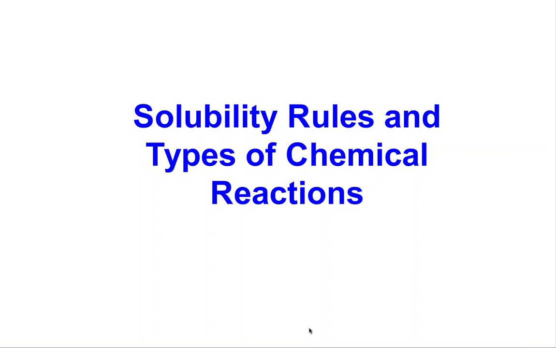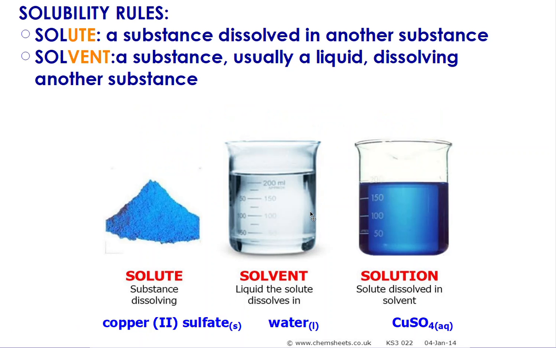Today you're going to learn about solubility rules and types of chemical reactions. So go ahead and turn to this section in your notes. I believe it is on page 4. First, we're going to talk about solubility rules, and then we are going to discuss the 5 types of chemical reactions.